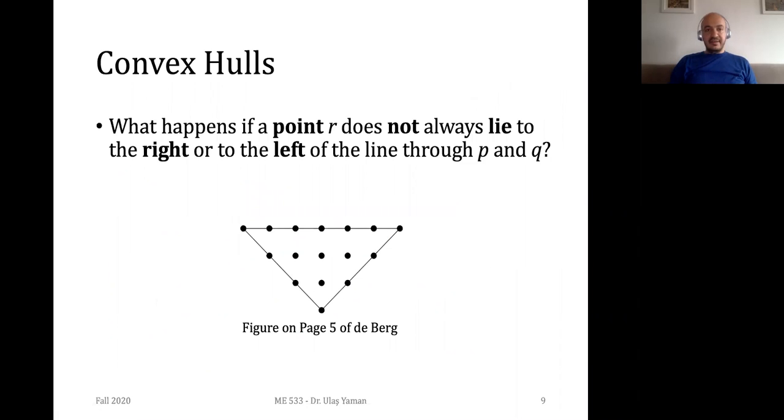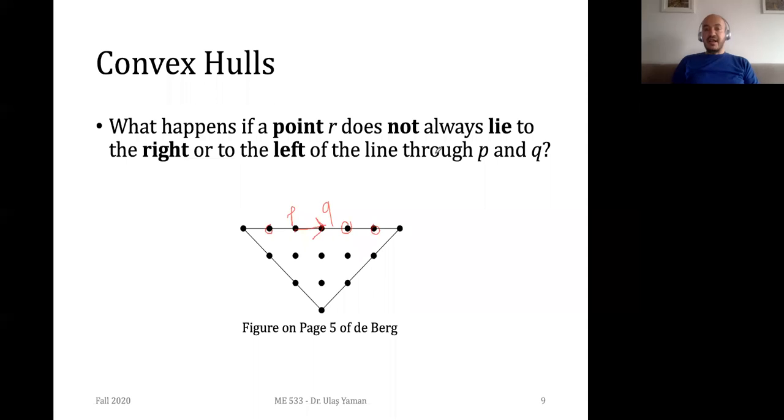Before that, let's talk about a degenerate case. What do you think happens if you have some points which are not actually lying to the right or to the left of these direct edges? For instance, assume that this is P and this is Q, you may have such a direct edge. And if you look at the sides, some of these points are on the direct edge. You cannot say that these points are on the left or on the right. These points are exactly on the direct edge.